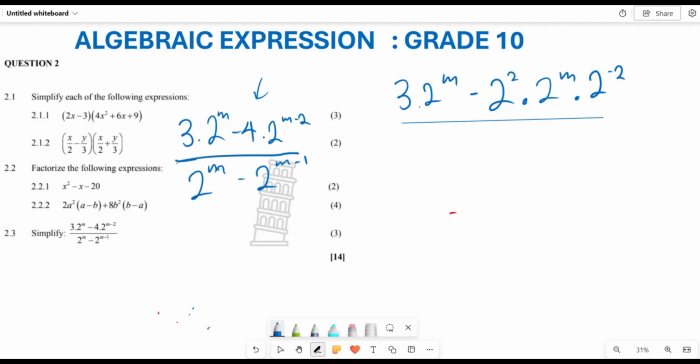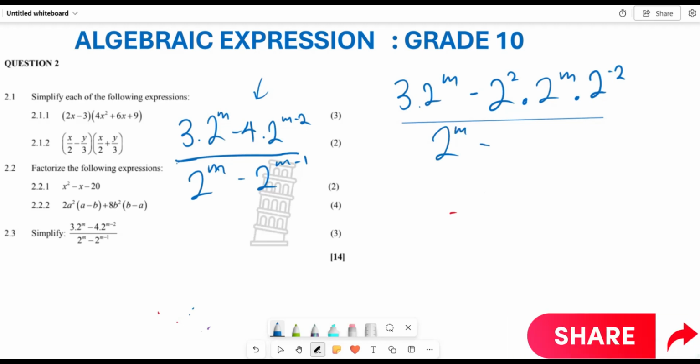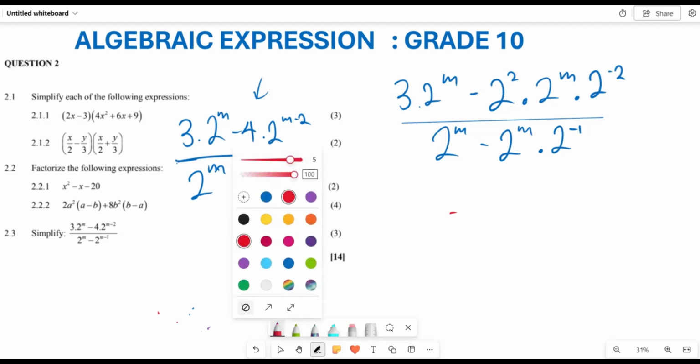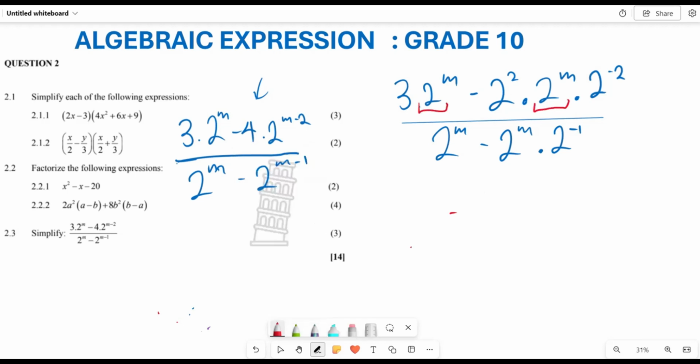And then what else am I going to have here? This is same as 2 to the power of m, subtract 2 to the power of m multiplied by 2 to the power of negative 1. Now I am going to take out my common factor in my numerator and also my denominator. Look at this. Can you see that 2 to the power of m is a common factor here and also here? Also, if you check even here, 2 to the power of m is a common factor. So if I take out 2 to the power of m in the numerator, what else am I going to be left with?